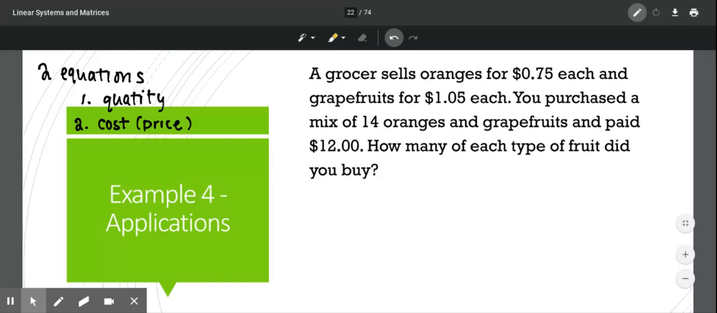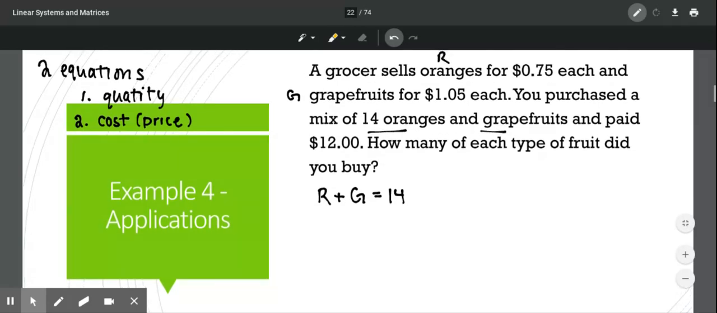Our variables in this case will be oranges and grapefruits. So I'm going to use an R for oranges and a G for grapefruits. And so I know that oranges plus grapefruits equals 14, right? Because I bought 14 oranges and grapefruits. And then if we write our cost equation, we have 75 cents for oranges and $1.05 for grapefruits, and you have a total of $12.